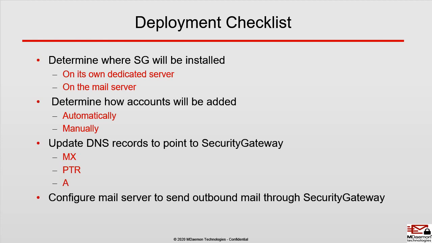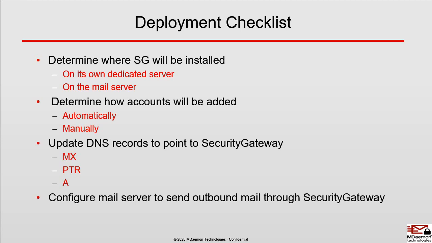And also, you'll need to update your DNS records when deploying Security Gateway so that mail that is being sent to the domain that Security Gateway is protecting is sent to the right server. So update your MX records, your PTR records, A records, and so forth. And that will allow mail to be routed to the Security Gateway server. That step takes care of the inbound mail.